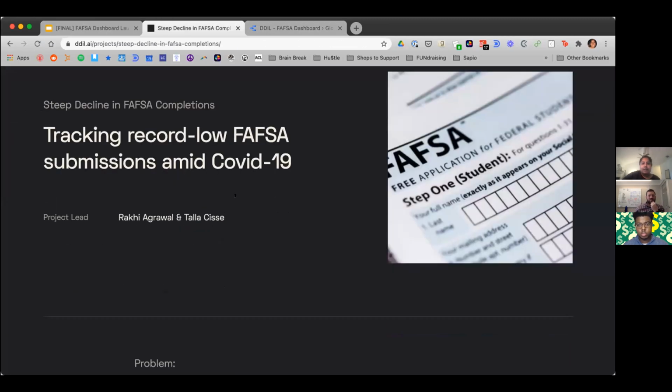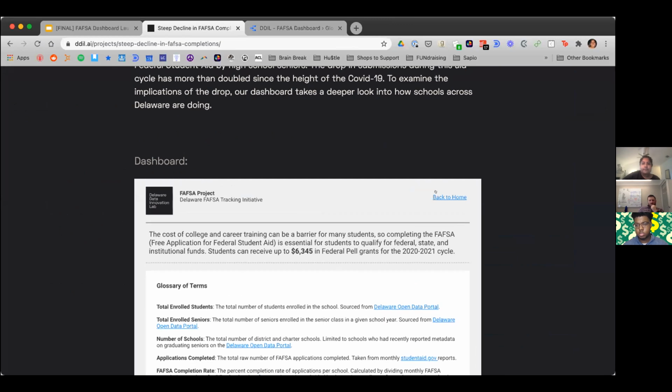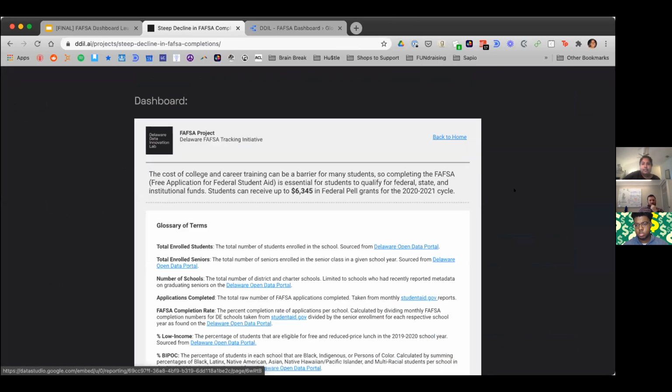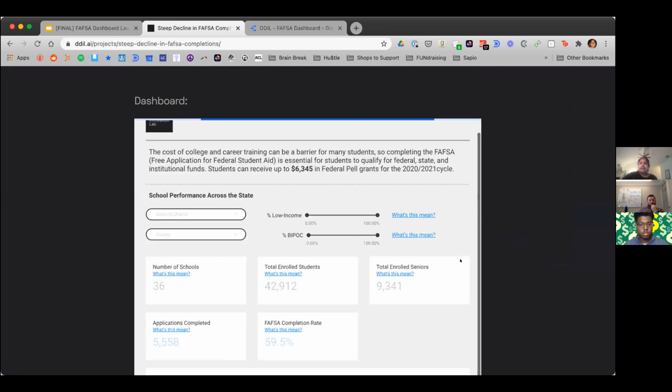So on the DDIL website, we have embedded our dashboard, and the homepage of the dashboard is a state view. So this summarizes school performance across the state and also gives you different options to filter by those demographic categories that we were mentioning that we were really interested in looking at, low-income students and BIPOC students.